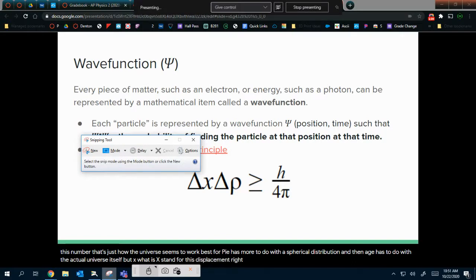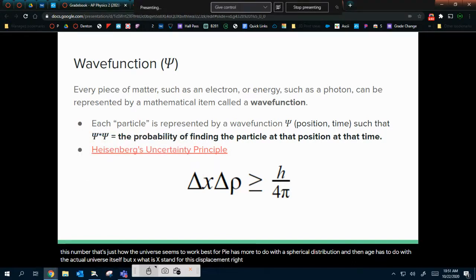Displacement, right? And then p stands for what? Momentum. Yes. Not the other rho. Come on. Of course, it's the other rho. Why would you ever be confused?